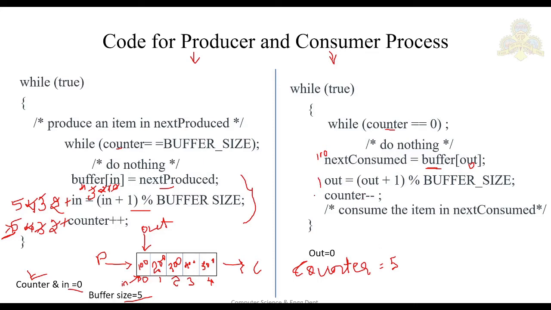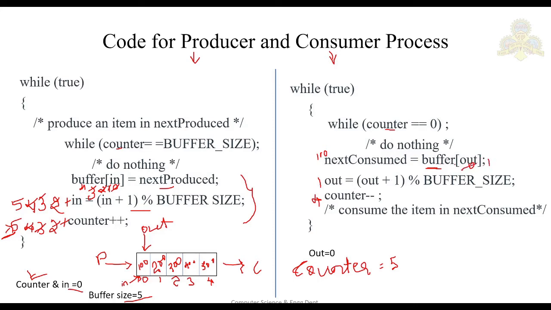5 minus 1, which is 4. Okay. We'll again go back to this while loop. Now check whether the counter value is 0. What is the counter value? It is 4. Whether 4 is equal to 0? No. Come here. Then check for buffer of out. What is the updated value of out? It is 1 here, right? You can see. So it is 1.